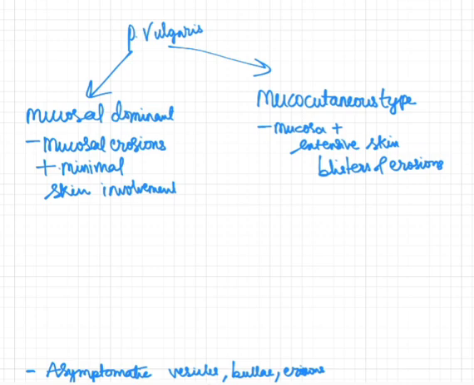Now coming to pemphigus vulgaris. Pemphigus vulgaris is again of two types, the mucosal dominant variant as well as the mucocutaneous type. The mucocutaneous type is commonly encountered. As the name suggests, in the mucosal dominant type, the mucosal erosions are more common and there is minimal skin involvement, whereas in the mucocutaneous type, both mucosa and skin are affected extensively. So we also see skin blisters and erosions.